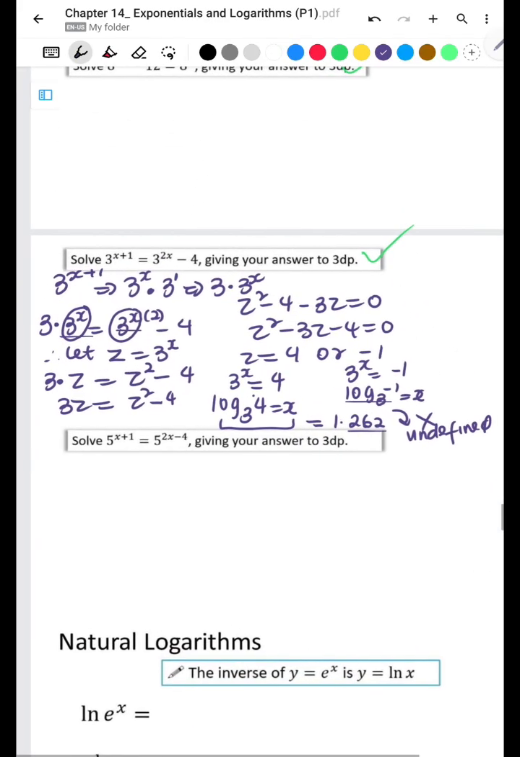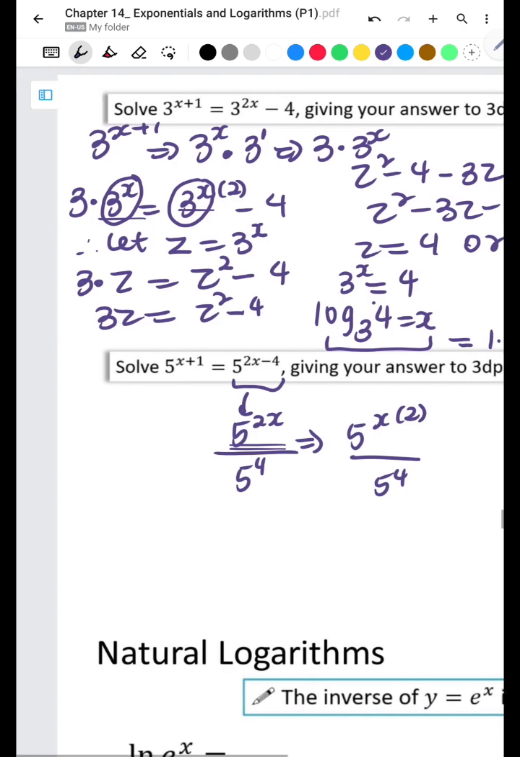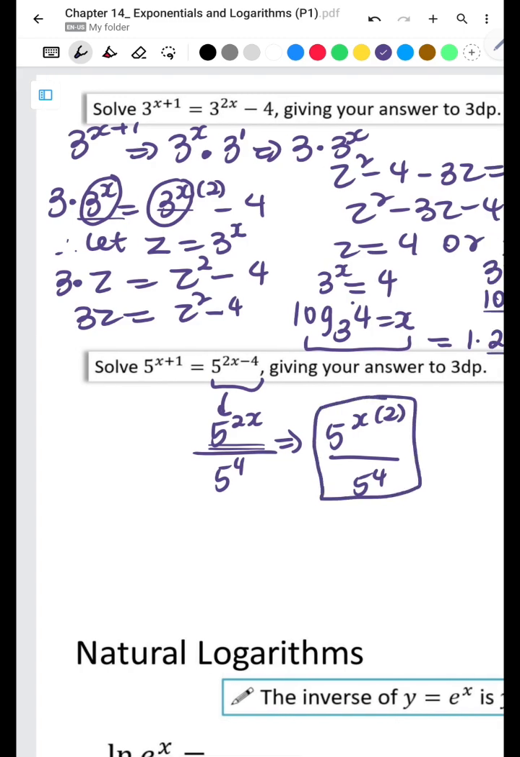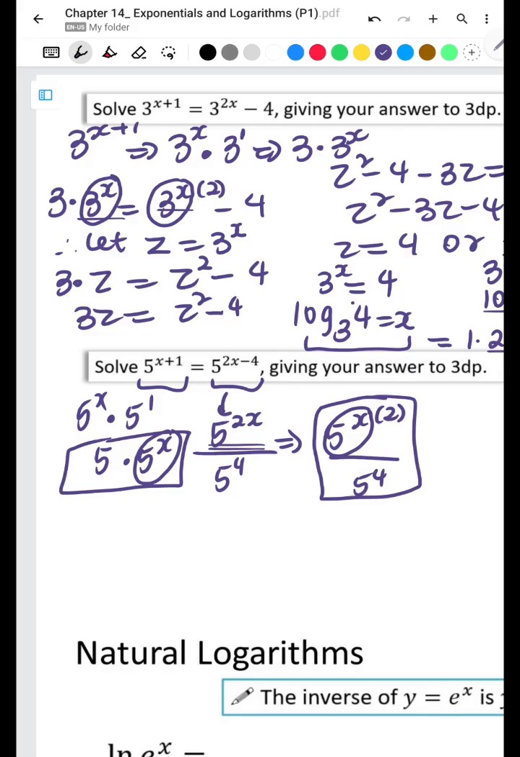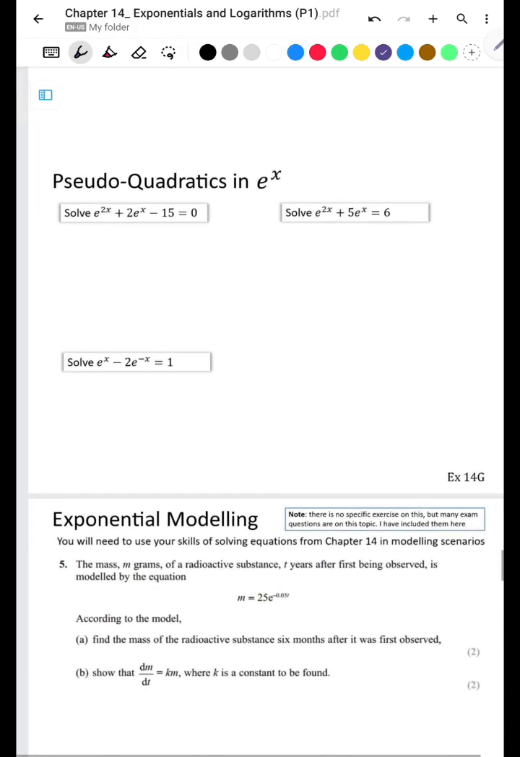And that goes for this. Without going too deep, this is the same thing as 5 to the power of 2x, because this is minus, so that's divided by 5 to the power of 4, which is equal to 5 to the power of 2x divided by 5 to the power of 4. So I can replace this in the equation. While this here is 5 to the power of x multiplied by 5 to the power of 1. So 5 multiplied by 5 to the power of x. So this, we have 5 to the power of x, which can be replaced and be solved using the quadratic method. So rushing through natural logarithms and we'll do the pseudo quadratics, and that's where we'll be stopping for today's lesson.